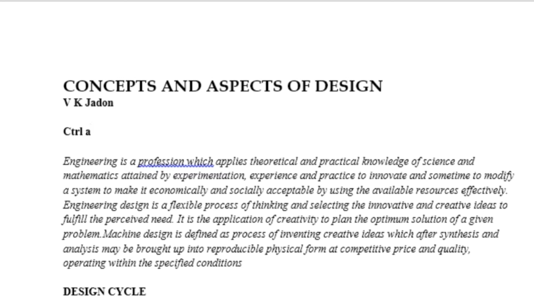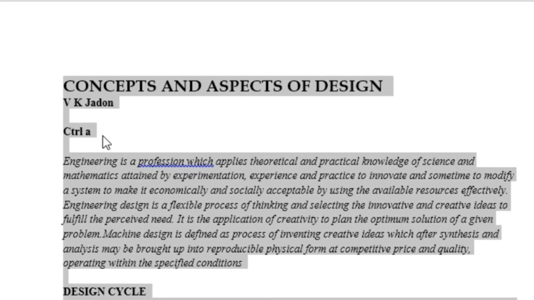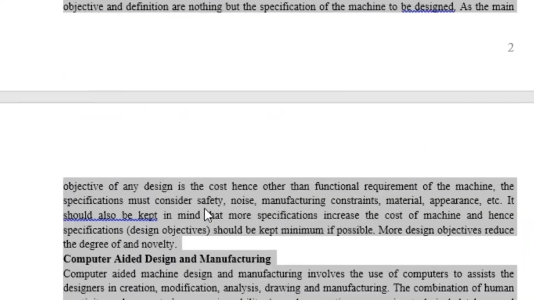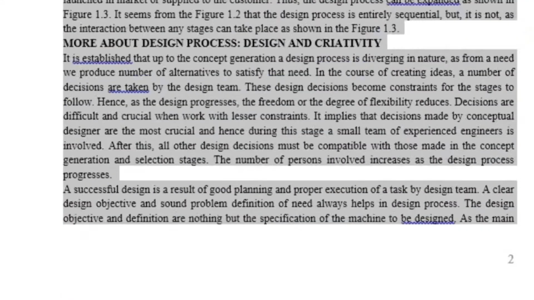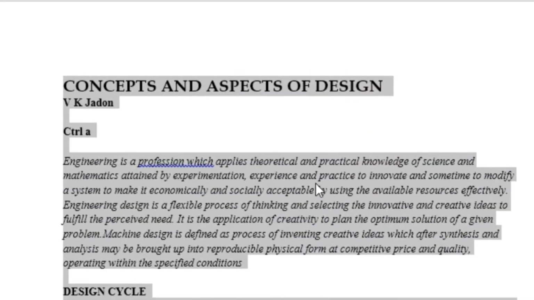It may be the lowercase Control A or the uppercase Control A. The method, the output is same. So Control A is to select all. If I press Control A, everything is selected. I can go through the element, this document. So this complete document is selected, so whatever operation we perform, it will be applicable to the complete document.